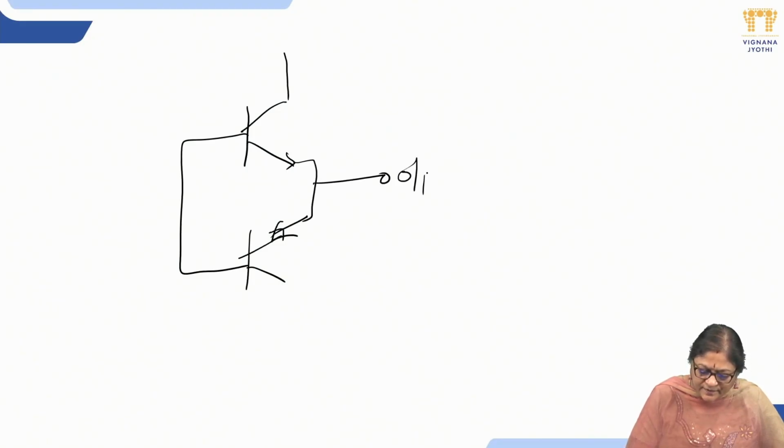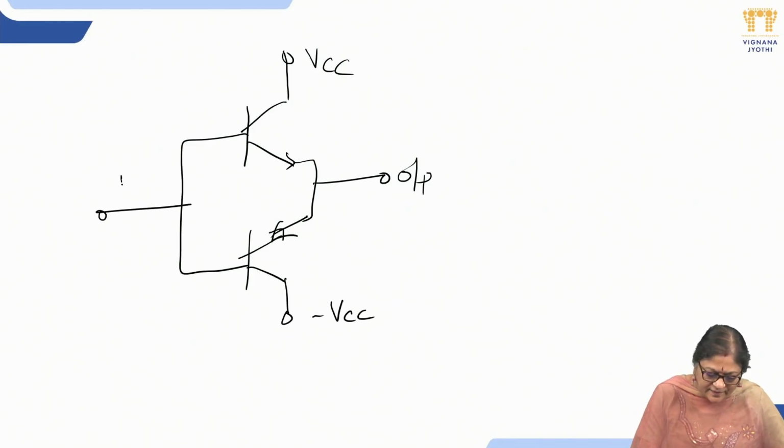So for this, what we have to do is take this again. I am connecting both the emitters, the PNP emitter and NPN emitter together, and here I am considering the output with VCC and minus VCC, and I am applying an input signal over here.